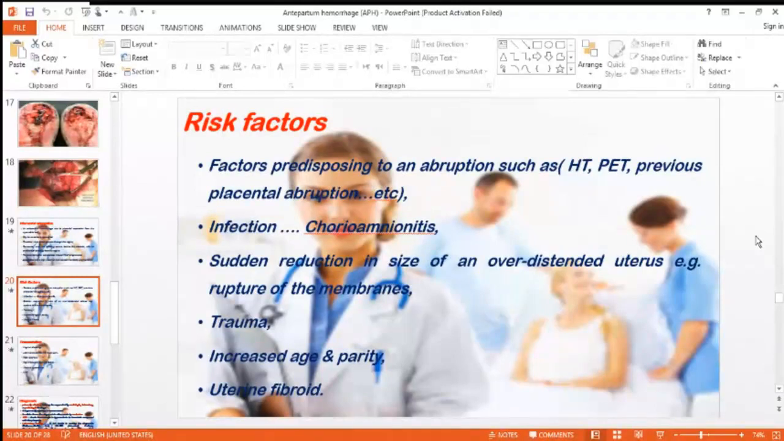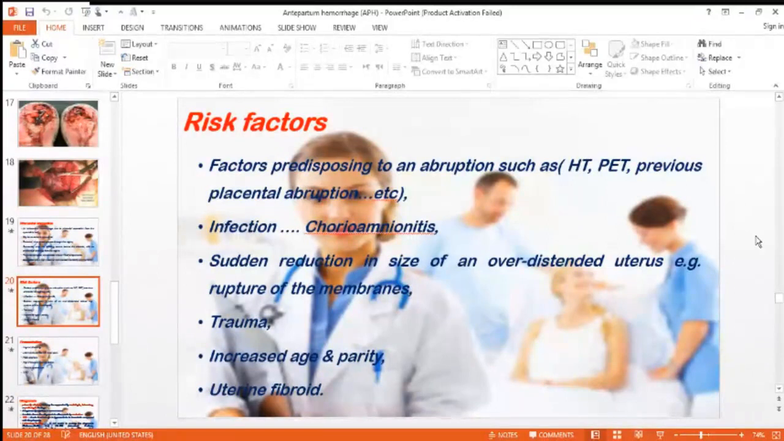ممكن تكون هي cause of abruption like hypertension, preeclampsia, previous placental abruption، أو ممكن يكون there is infection and the infection اللي هو chorioamnionitis precipitate abruption, or there may be sudden reduction of the size of the uterus of over-distended uterus, patient with polyhydramnios مثلا due to diabetes, due to any abnormality، وهي عندها polyhydramnios and there is spontaneous rupture of membrane, it will be decompressed the size suddenly، وهذا sudden reduction of the uterine size راح يسوي stimulate separation of the placenta.